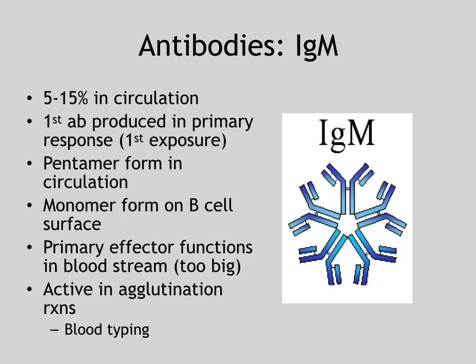This makes sense because the naive B cell receptor is an IgM antibody. So in order to get the ball rolling, the B cells are initially going to produce IgMs. They will later class switch. We mentioned that earlier. We're going to class switch over to IgG antibodies. IgMs are most active in their agglutination reactions, and we see them commonly in blood typing.